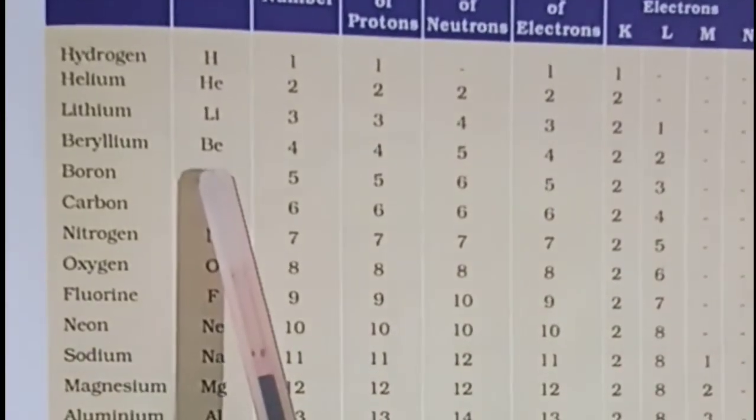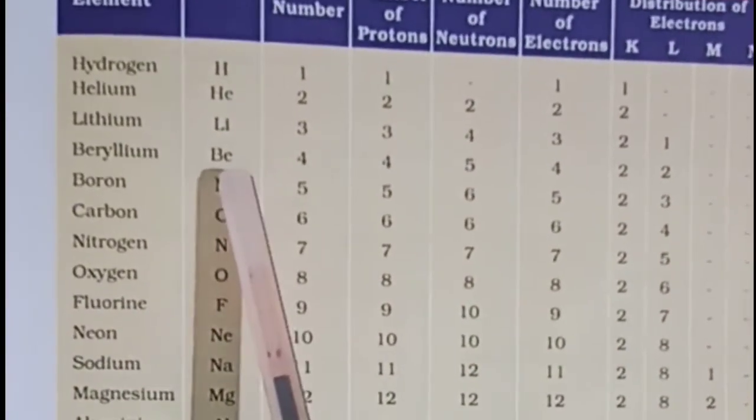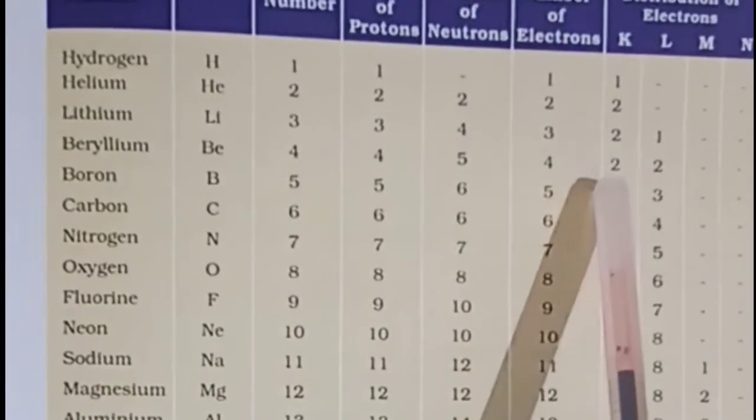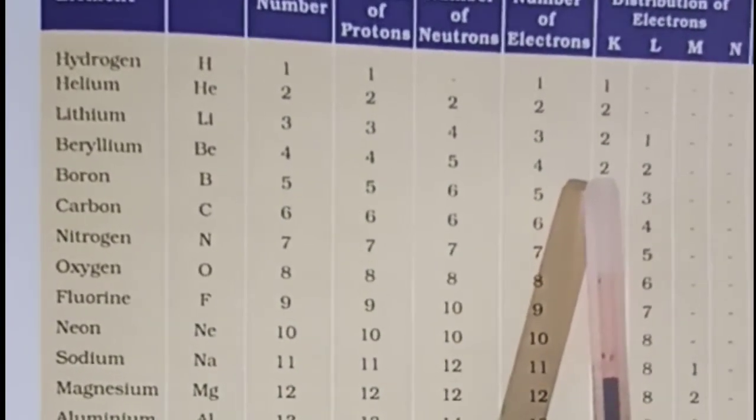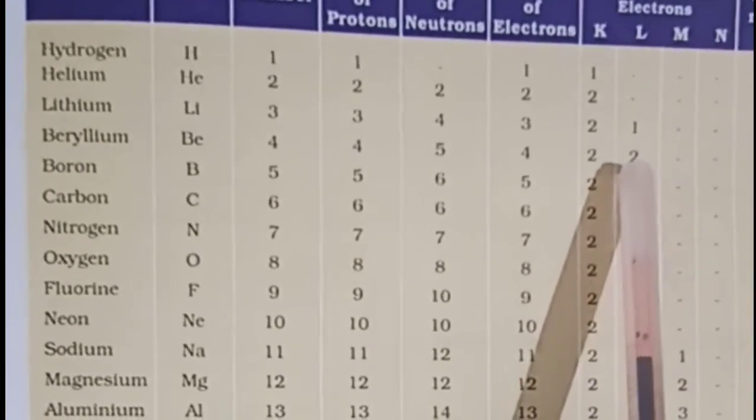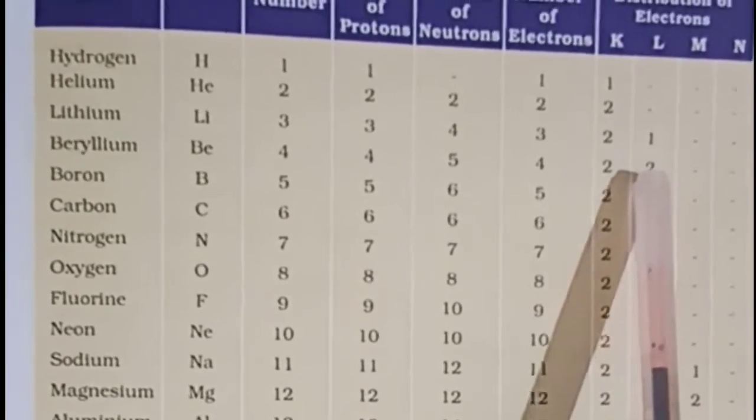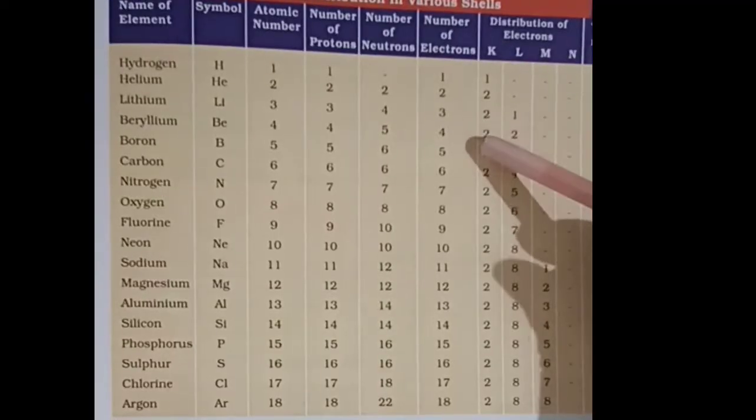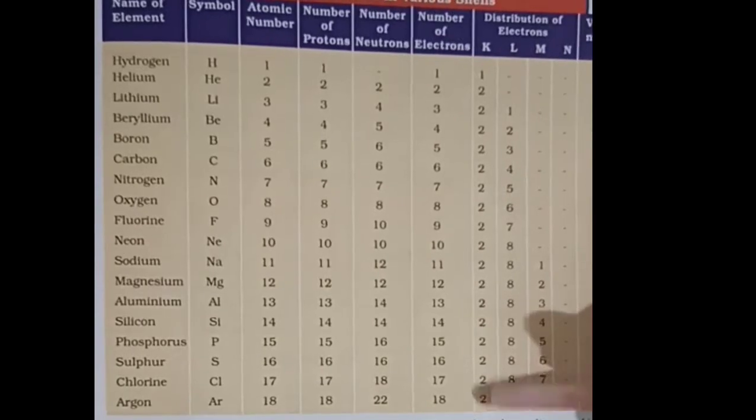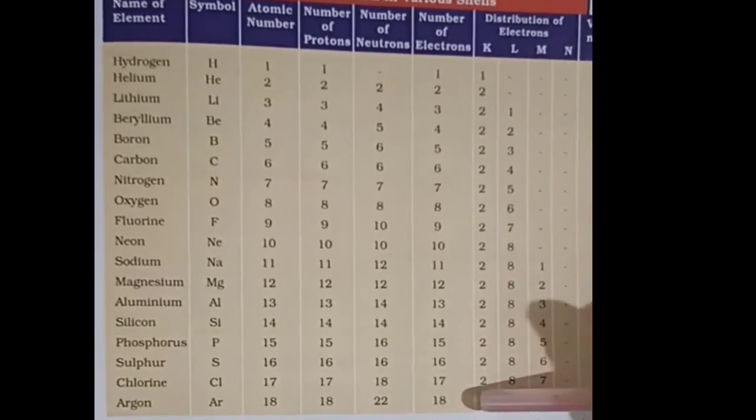Similarly, it is the beryllium case. Beryllium has atomic number 4. That means 2 electrons in the first shell, and the remaining 2 in the next shell. In this way, you can understand that the first shell can accommodate a maximum of 2. So you see, in each case only 2 can go, never 3.